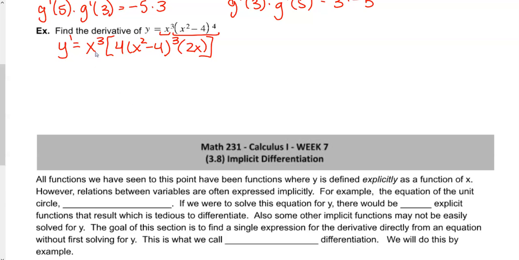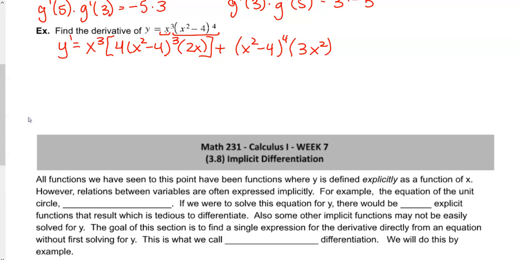Again, taking the first times the derivative of the second. The first times the derivative of this becomes that. Then I need to add to that the second function, which is (x squared minus 4) to the 4th, times the derivative of the first function, which is just, when we first started doing a power rule, bring the power out front and decrease that variable's power by 1, which gives me a 3x squared. So again, that's the calculus part of it.